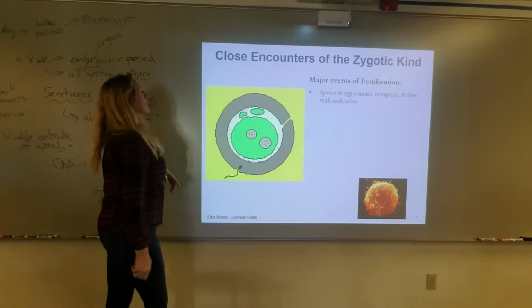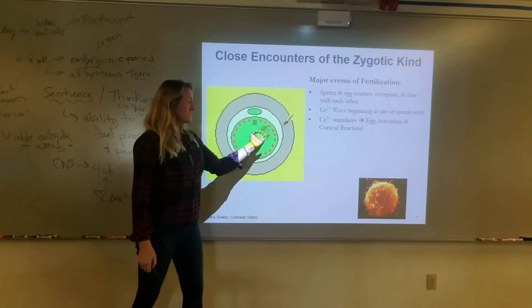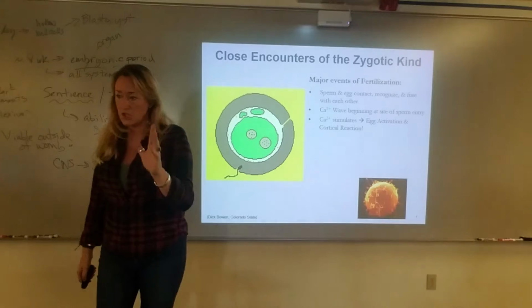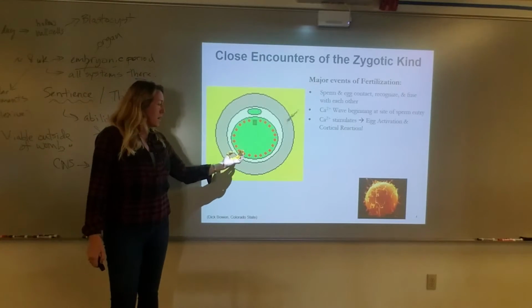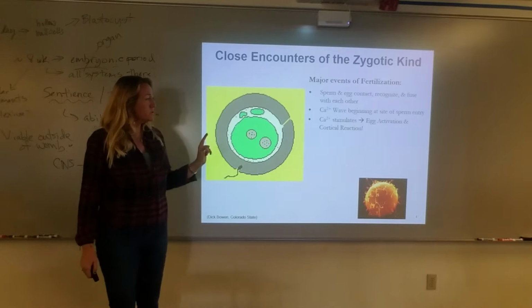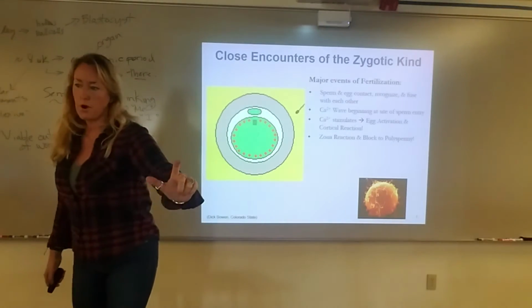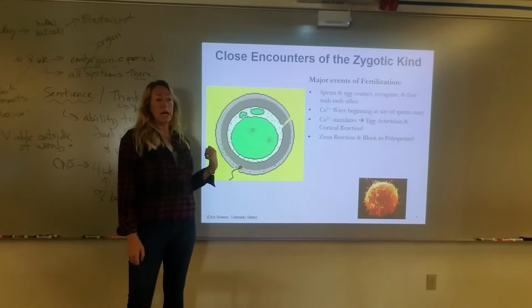So they contact, recognize, and fuse with each other, the sperm and egg. There's a calcium wave beginning at the site of sperm entry. Calcium actually stimulates what we call egg activation and the cortical reaction. Those cortical granules, vesicles, fuse and dump their enzymes. That is really important, and most people a long time ago would have said the zona reaction is specifically important for block to polyspermy. Okay, that makes sense. We can see that. It makes sense.